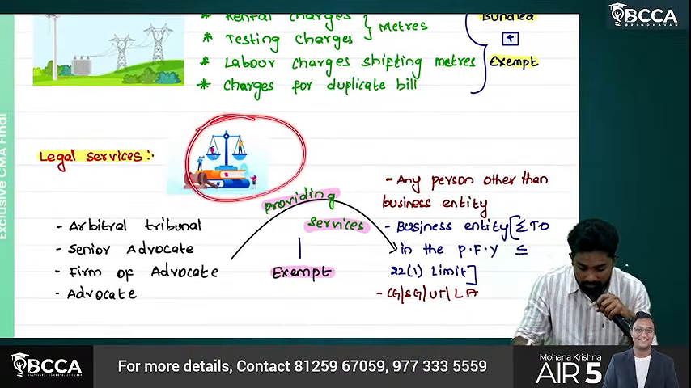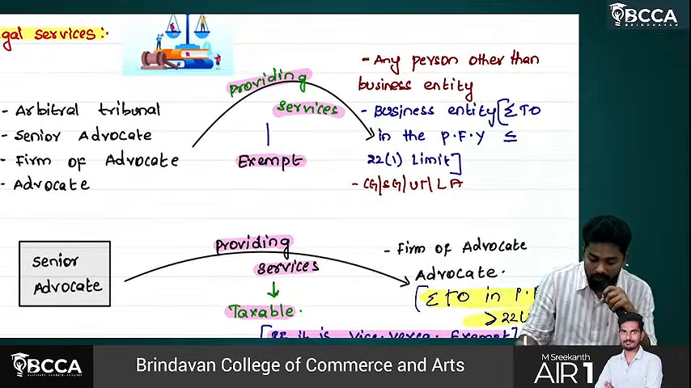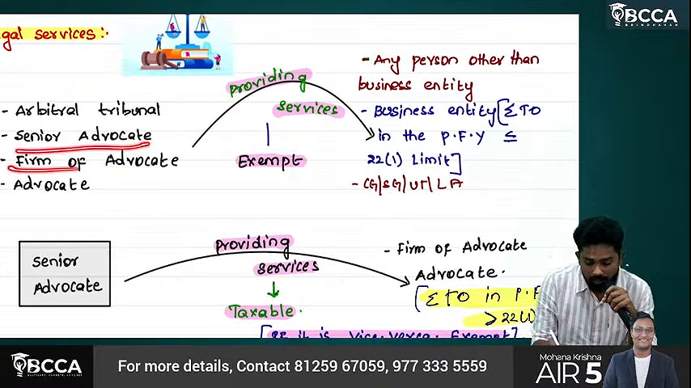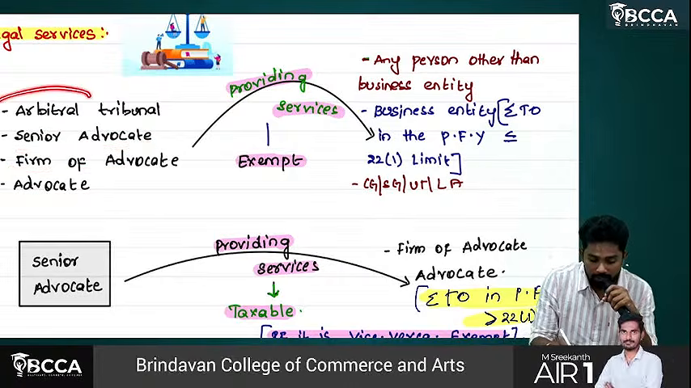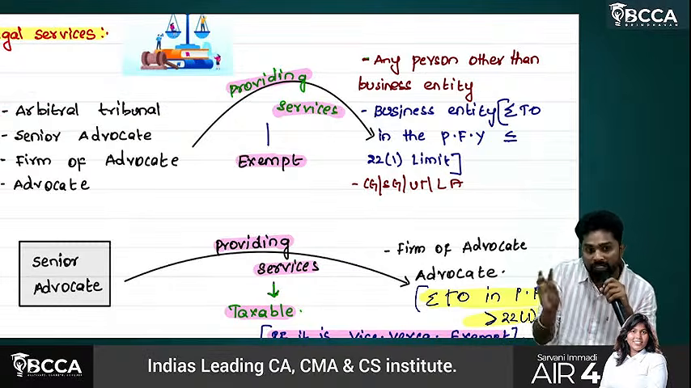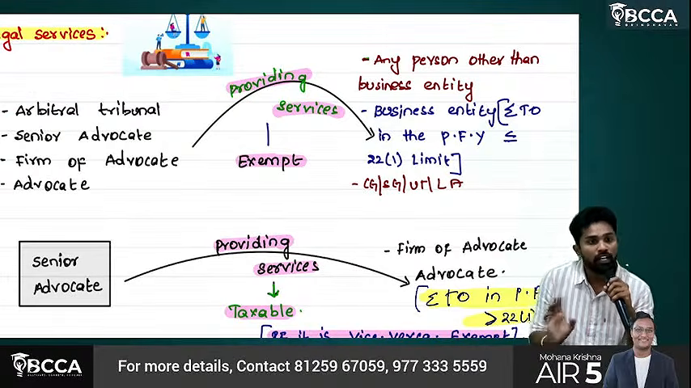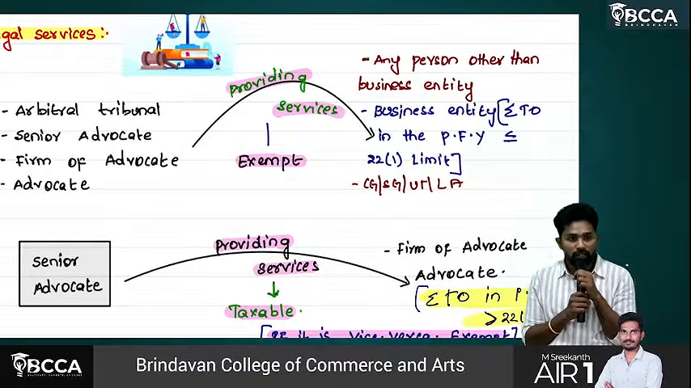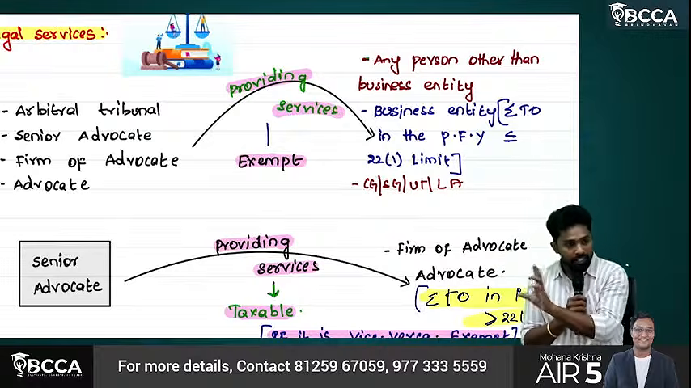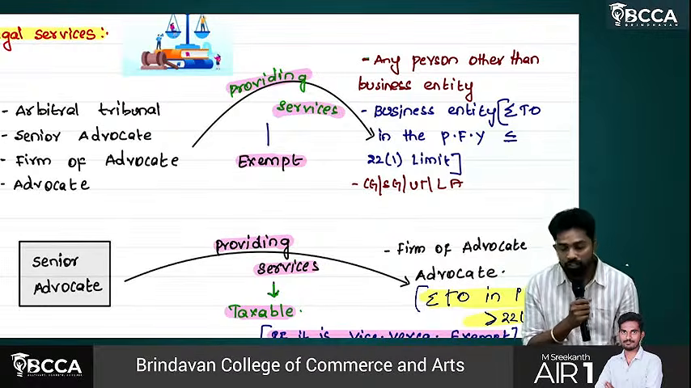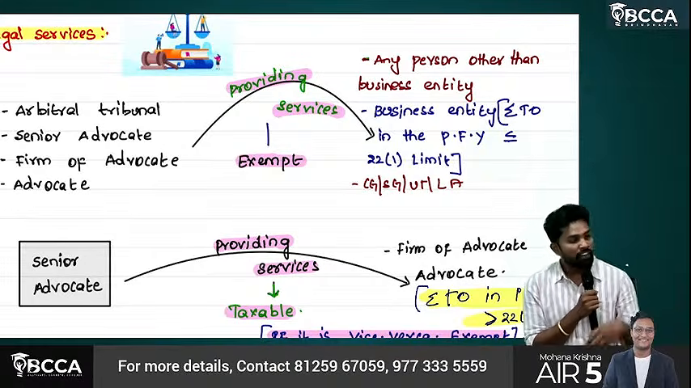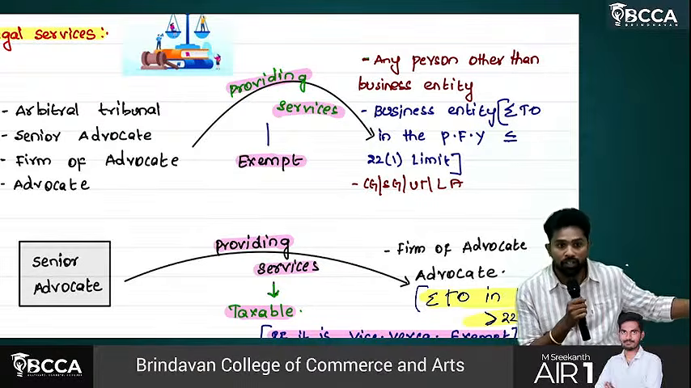Then legal services, where arbitral tribunal, senior advocate, or firm of advocates. Sir, arbitral tribunal means what? Sir, arbitral tribunal will arbitrate on behalf of a client. There is a dispute between two parties. Me and some other person X having some issue regarding a business. Now, instead of going to court, we thought of settling this through arbitration. So I will appoint an arbitral tribunal, nothing but he is also like a lawyer kind of.